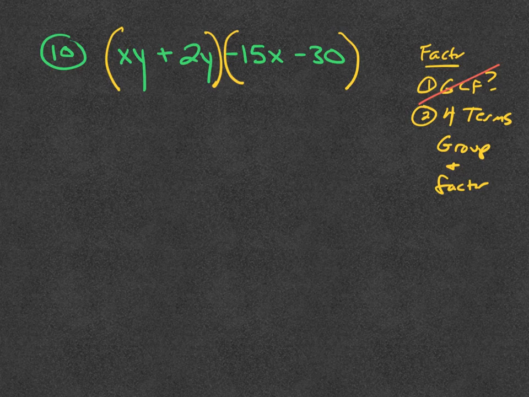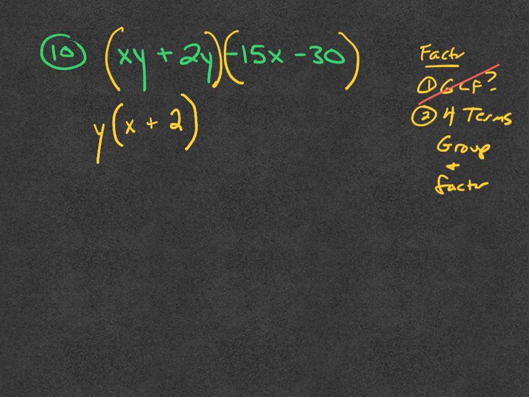In some cases, maybe the second pair won't have anything in common. And in that case, we'll swap the middle terms. But for now, we can take a y out of the first pair. And we'll go ahead and write what's left. When you take a y out of the first term, you're left with x. When you take a y out of the second term, you're left with 2.